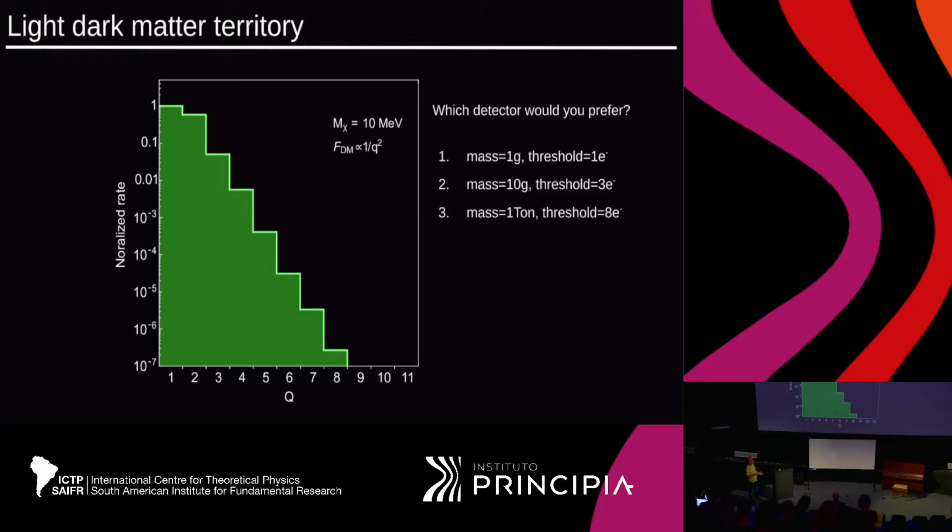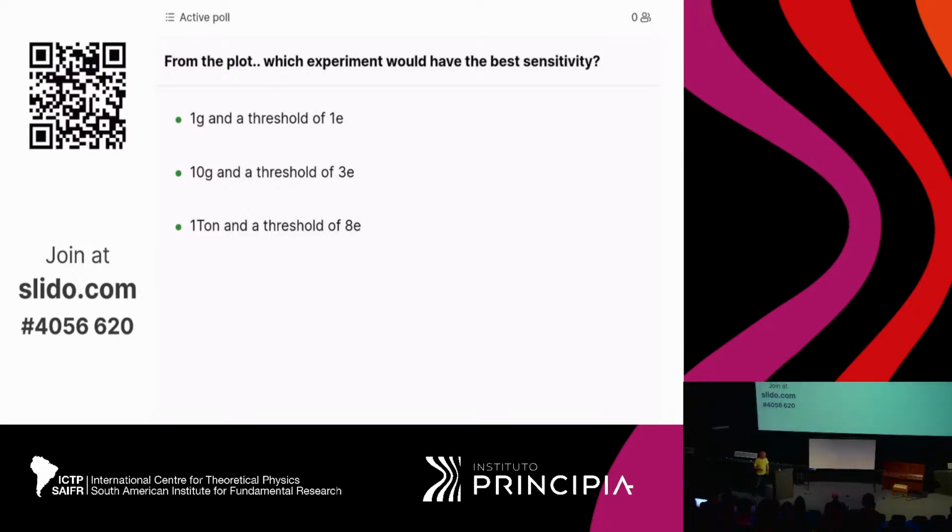So again, think about this. What is better? What would you prefer to have? A mass of 1 gram, so a very small detector, and a threshold of 1 electron? A mass of 10 grams, but a threshold of 3 electrons? Or 1 ton of ultra pure silicon and a threshold of 8 electrons? So look at this, make your decision, and I'm going to change the slide, and please join and vote, okay?